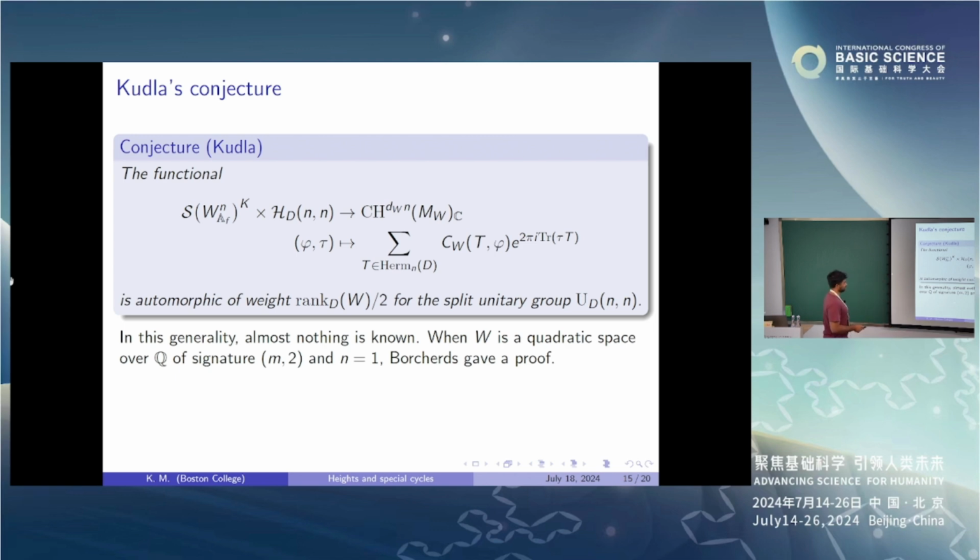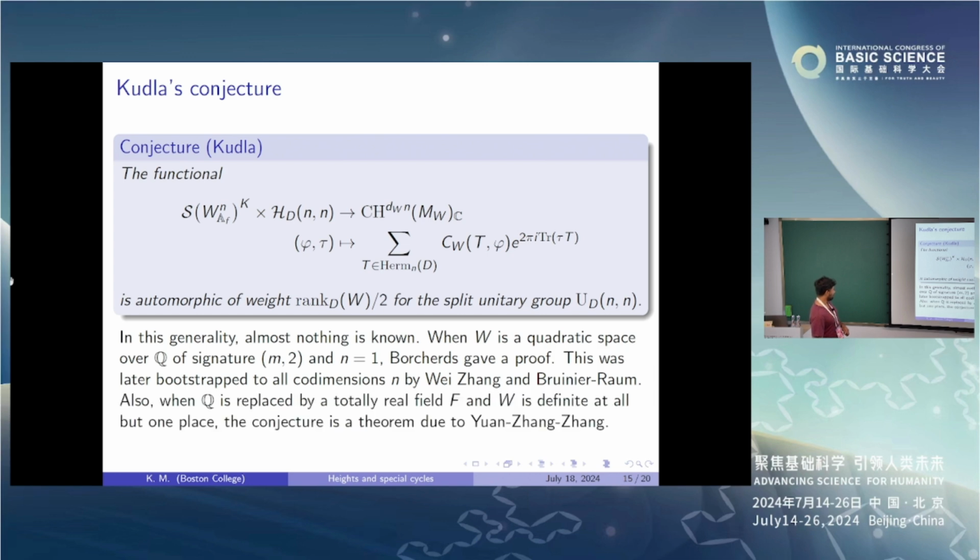When W is a quadratic space of signature (m, 2) and n is just 1, so you're just talking about SL2 modular forms, Borcherds gave a proof, and it's miraculous. Like it uses his Borcherds products and has no hope of being generalized anywhere. But you can take Borcherds and you can kind of run with it. So it was done by Wei Zhang and Bruinier-Raum, and they just kind of bootstrapped up from n equals 1 to all possible n, still with this condition on W. And there's also another, the same bootstrapping argument, where you can replace Q by a totally real field, and this was done by Yuan Zhang.